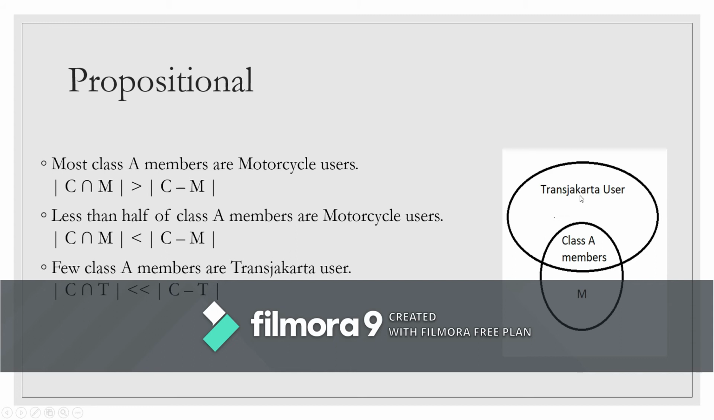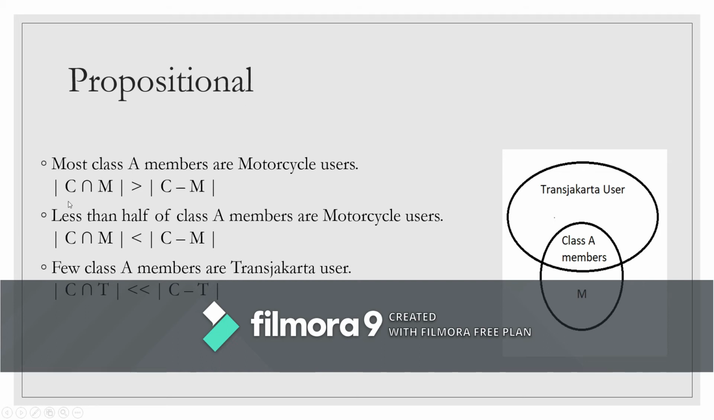So this is the Transjakarta users. This is the class A members. Before, we were talking about Transjakarta users, class A members who are also Transjakarta users. But now we are talking about the other part, class A members who are motorcycle users, not part of this. That's why it's not symmetric. So the formula is this. Most class A members are motorcycle users, so the focus is on motorcycle, right? The one that's not part of this. Because we assume that if you do not use Transjakarta, you are a motorcycle user.